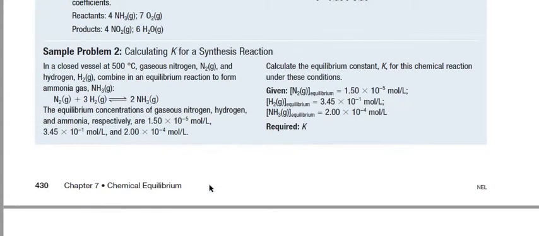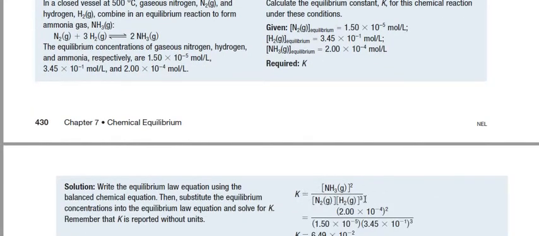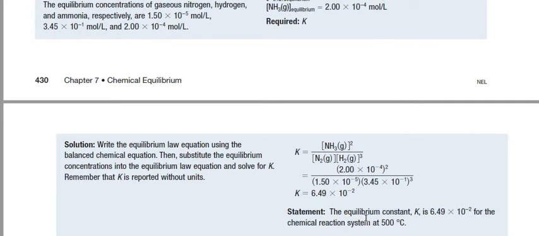Then we need to write down the equilibrium law equation based on the formula here. NH3 to the power of 2 divided by N2 to the power of 1, because the coefficient is 1, times H2 to the power of 3. And then all the molar concentrations at equilibrium are given. We just substitute them in here and then find the K value. So the K value is 6.49 times 10 to the power of negative 2.